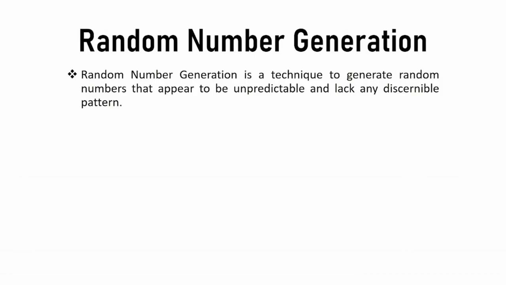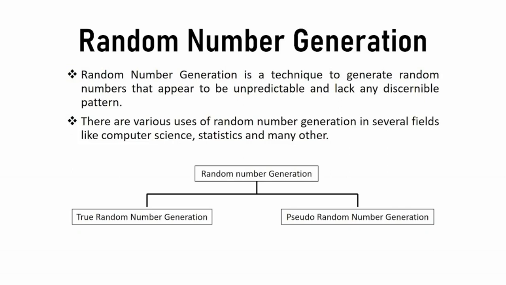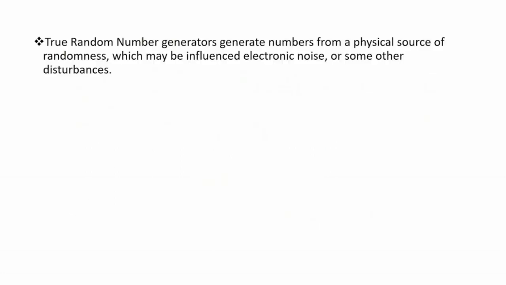Today we will be discussing random number generation in Python. Random number generation is a technique to generate random numbers that appear to be unpredictable and lack any discernible pattern. There are various uses of random number generation in several fields like computer science, statistics and many others. As we can see in the following diagram, random number generation may be classified into two major categories: true random number generation and pseudo-random number generation.